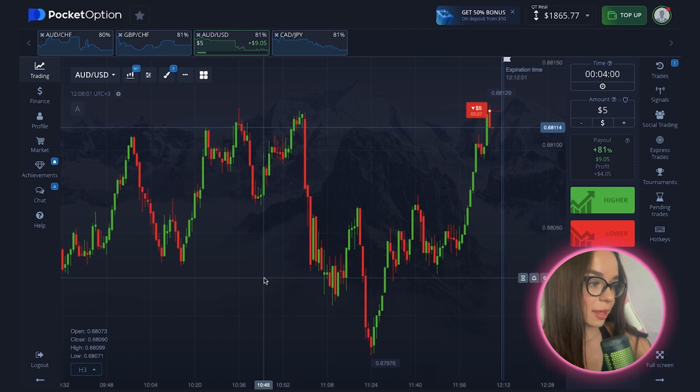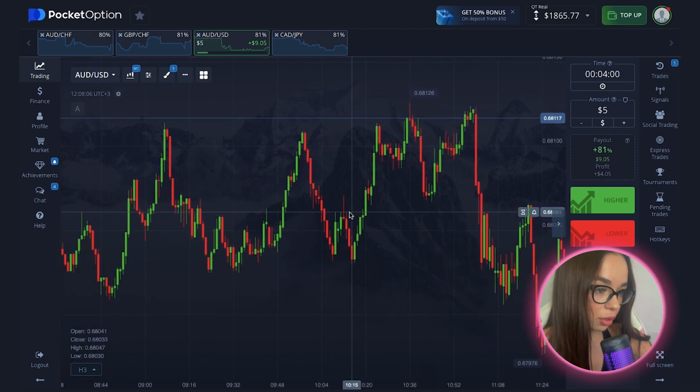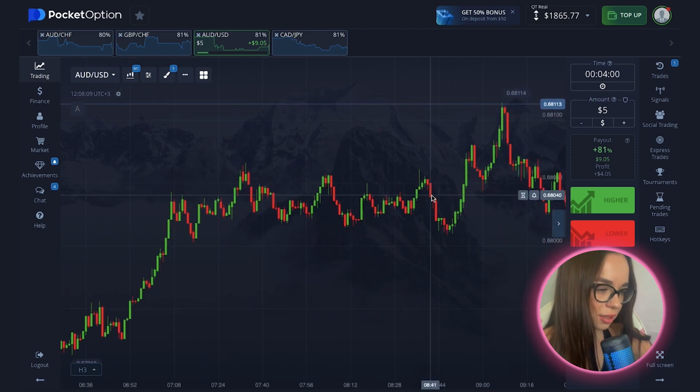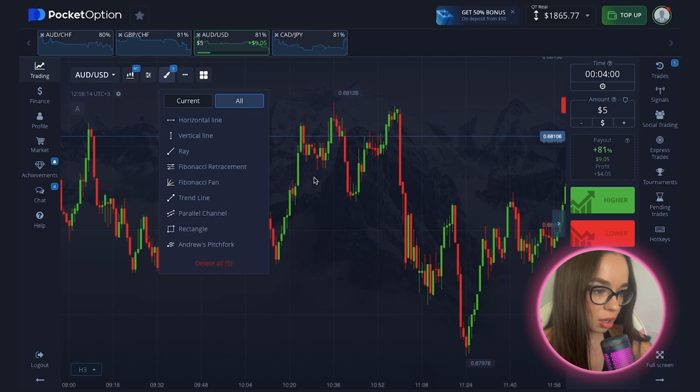So I just went with the put option on Australian dollar and the US dollar trade. So let's go ahead and see why. So we're having some consolidation on this trading pair here. But what I did notice is that we have really good levels over here.